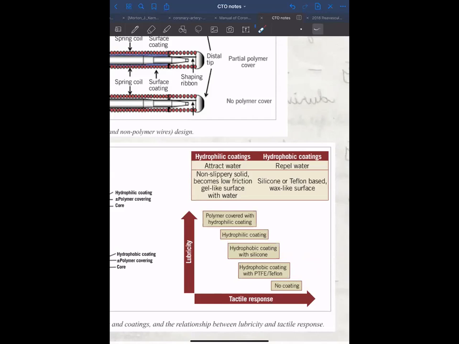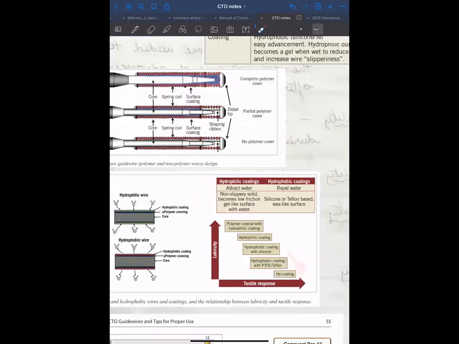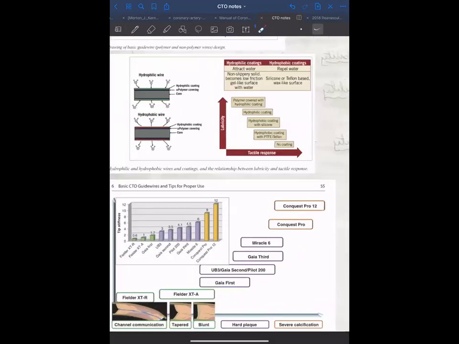So to put things in practical perspective, if we have a track and we already see where the track is, and we just need something to snuggle in and go into the track, then one would want to use this kind of a polymer coated with a hydrophilic coating, because tracking is very important there. However, if you have a blunt end and we can't see the track, and we need to feel exactly what the tip is actually butting against, then we need to go to this end of the spectrum where tactile response becomes very important in CTO. So these are the workhorse kind of wires in CTO.